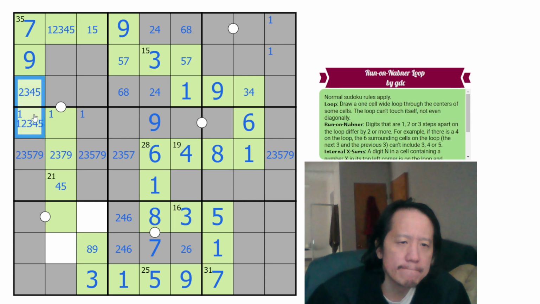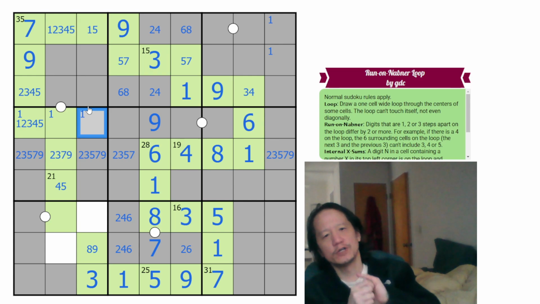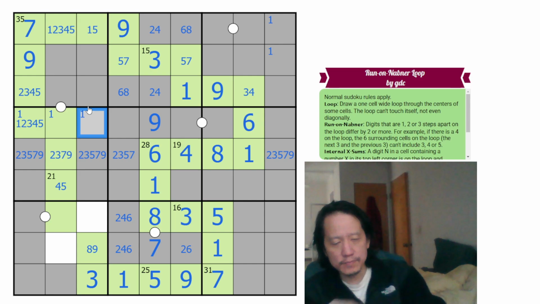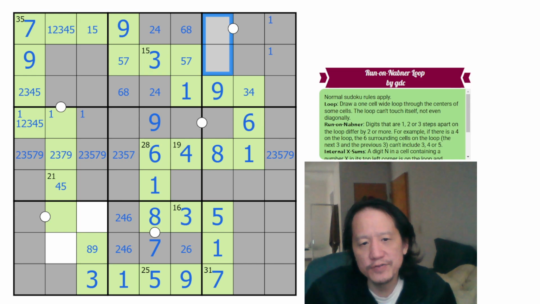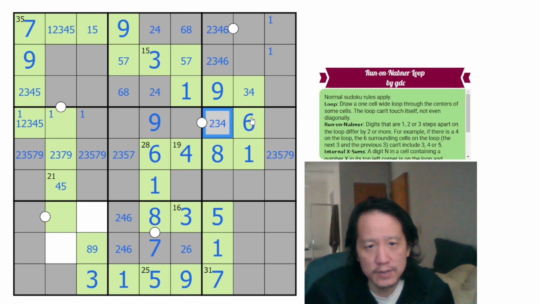Hmm. We're not sure what that is, though. Okay, so what are the remaining digits in column 7? It has to be 2, 3, 4, 6, and 7. 2, 3, 4, 6, sorry. This can't be 6, so this is 2, 3, 4, this is 2, 3, 4.